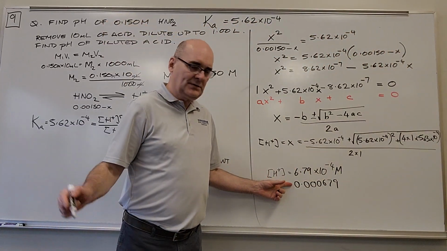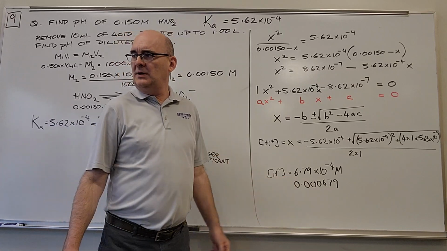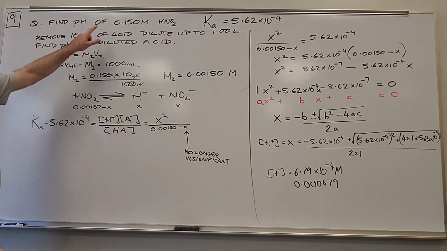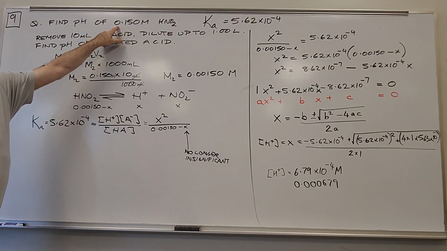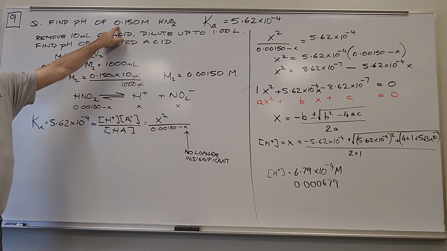How does it compare to the previously dilute acid at that concentration? It's about 10, a little over 10. Because the other one was 0.00918.